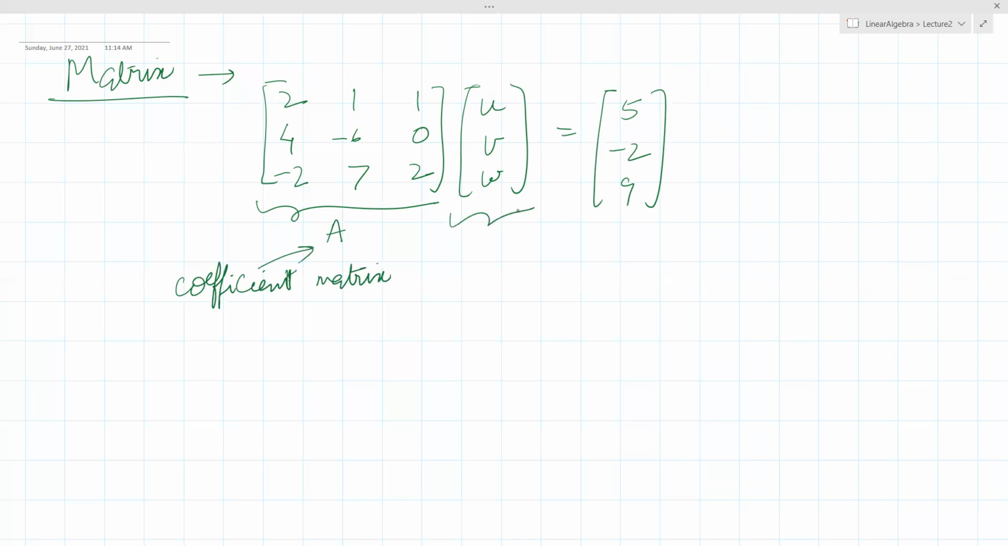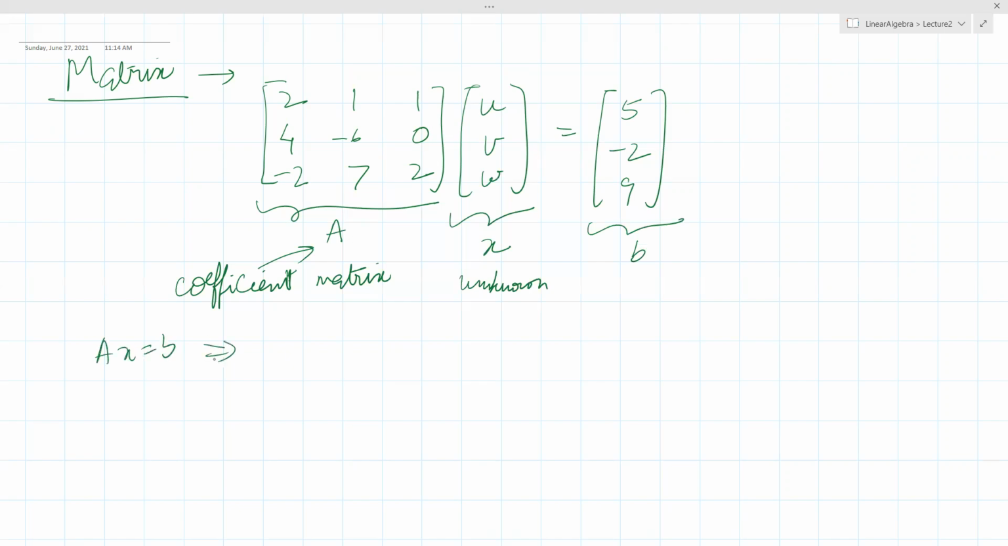Okay, and this is all the variables x. So this is the unknown, and this is the right hand side. Let us call the right hand side B. So finally we have a matrix equation like this, Ax is equal to B.